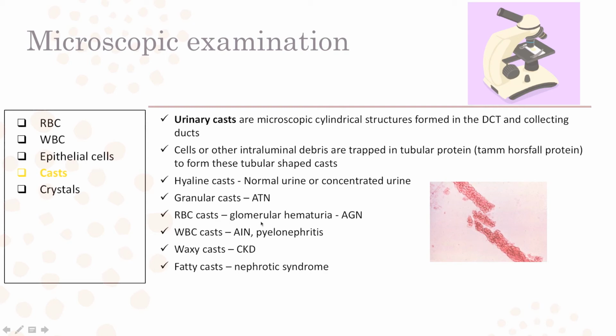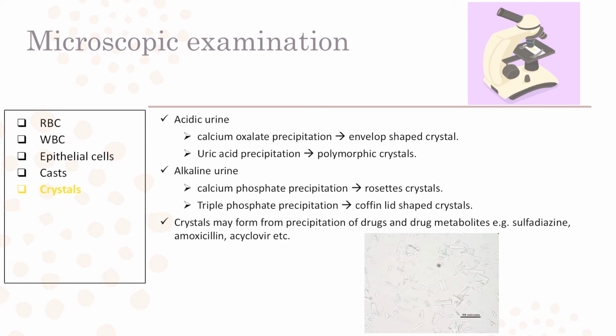The RBC cast, here you see the RBC cast. The RBCs are joined together to form a stick-like structure. RBC cast, for example in glomerular hematuria. The most important cause for glomerular hematuria is acute glomerulonephritis. WBC casts, very important, are found in acute tubulointerstitial nephritis, ATIN, and also pyelonephritis. Waxy casts in chronic kidney disease, fatty casts in nephrotic syndrome.